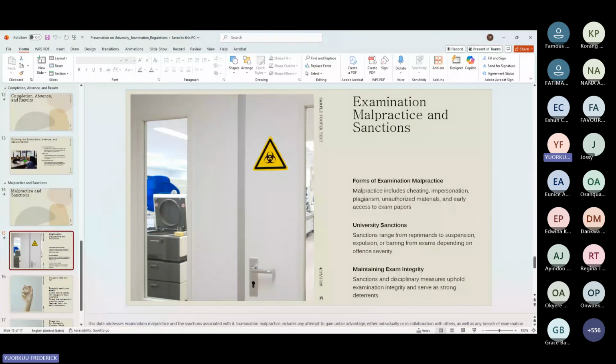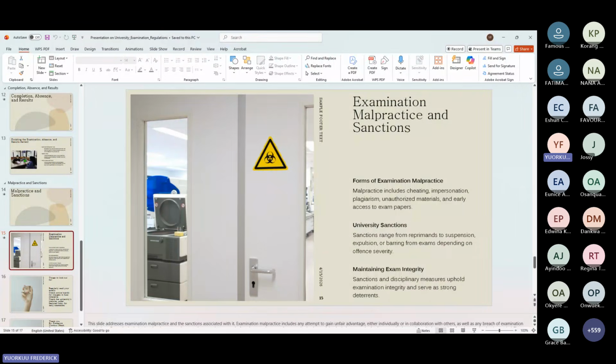Okay. Forms of examination malpractice. Malpractice includes cheating, impersonation, plagiarism, unauthorized materials, and early access to exam papers. Early access, whatever route you use, we don't know. But if you have prior knowledge of an examination question, then it means you got it illegally. And therefore, if it is found out, investigations will be conducted, and if you are guilty, then you'll be sanctioned.